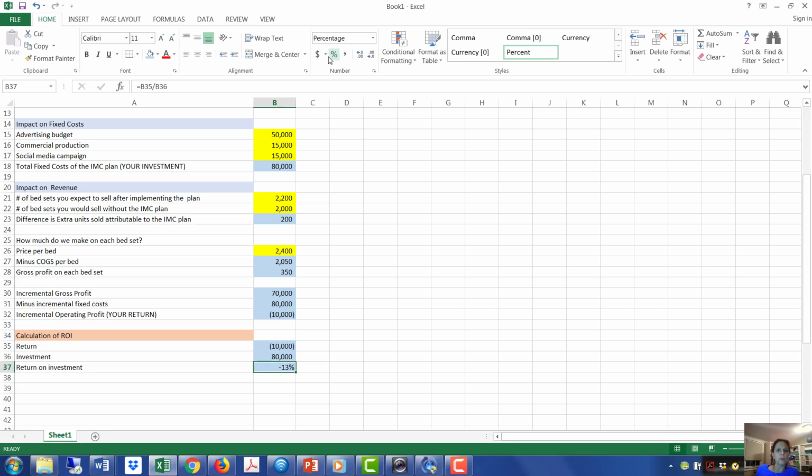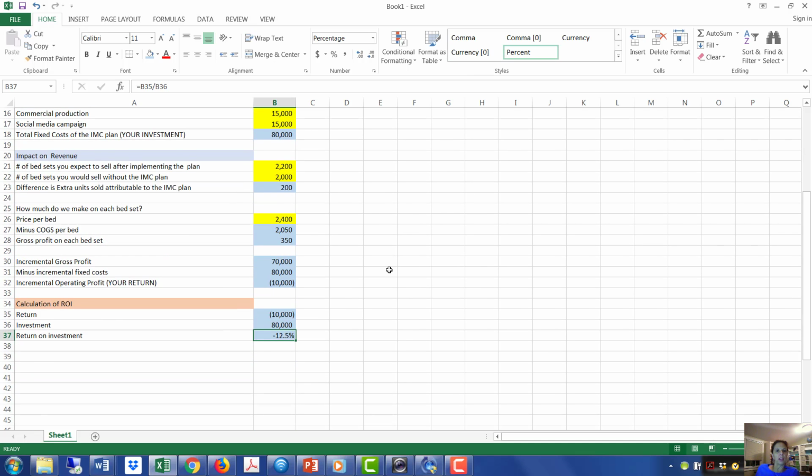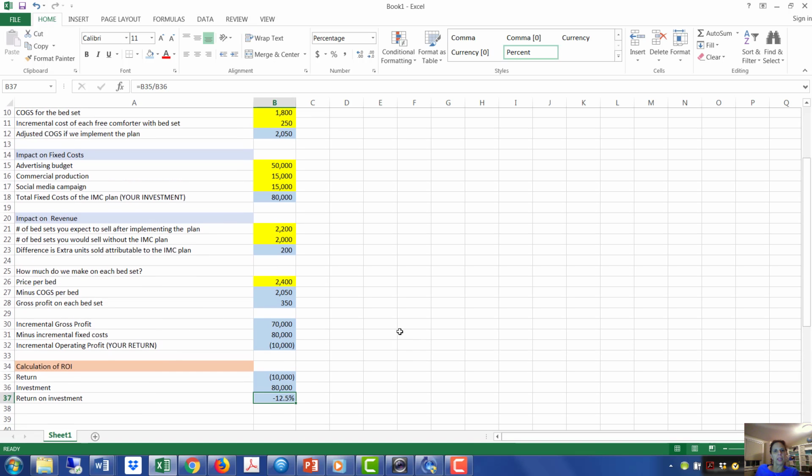And I had already formatted that cell as a percent, but if you had not, you could do it right up here, formatted as a percent. And we're going to give ourselves one more digit so that we can see that it's actually negative 12.5. Not a winning plan. So if we were evaluating this, and this was our draft plan, and we wanted to know whether it was a good plan or not, we would conclude that it is not a good plan because we are not better off for having run it. It costs more to run the plan than the incremental operating profit that the plan will bring in.